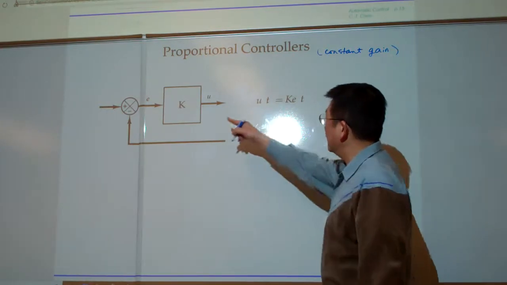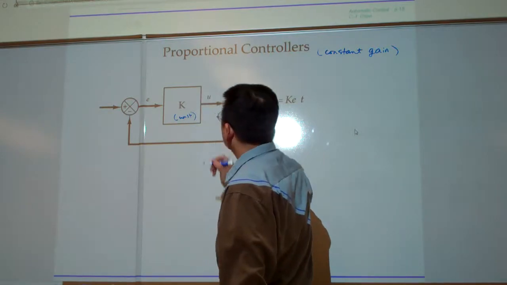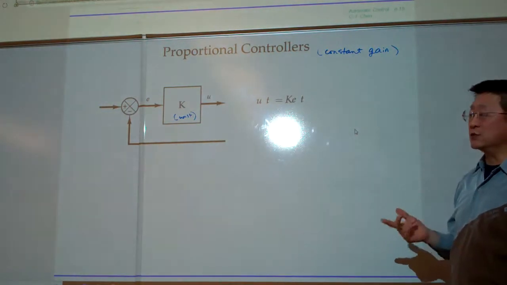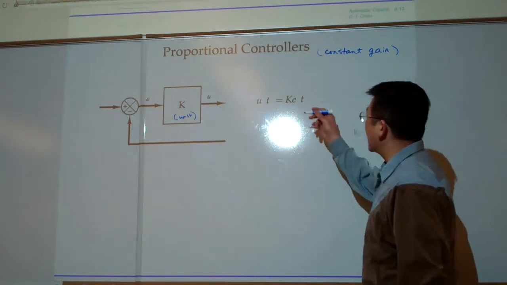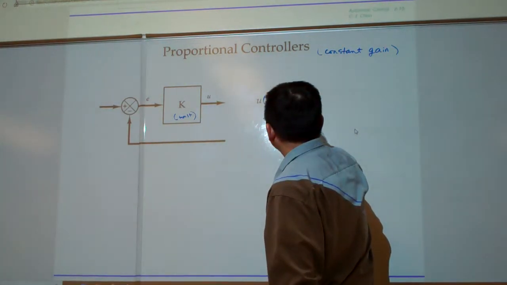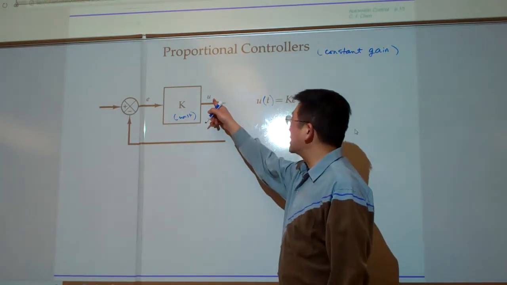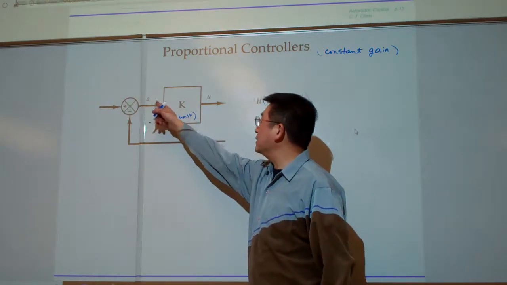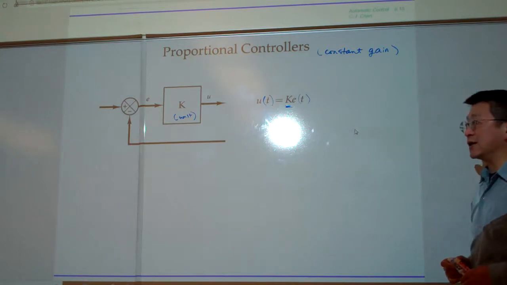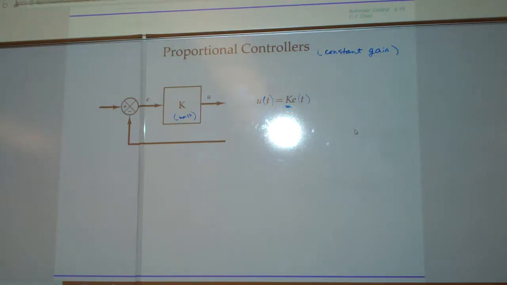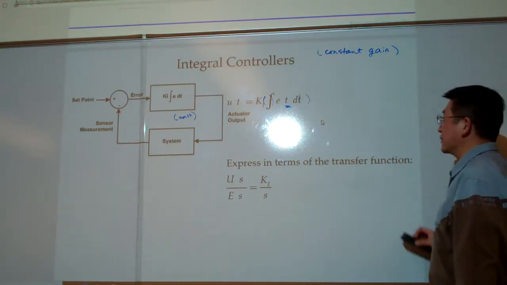The constant gain, for example K, where K is a constant. That is called P control, or proportional control. For example, the output in the time domain equals K times E, written like this. Again, for this control, K is constant.